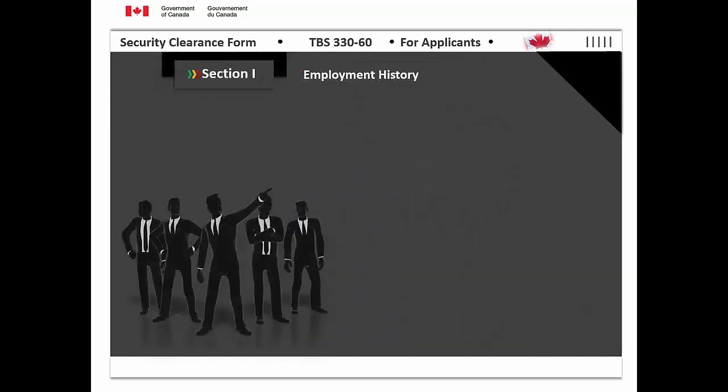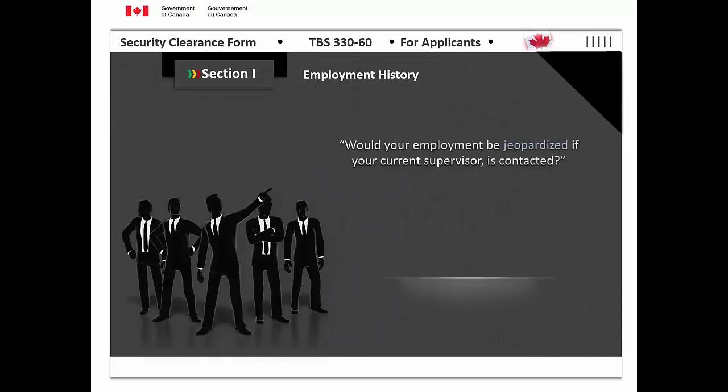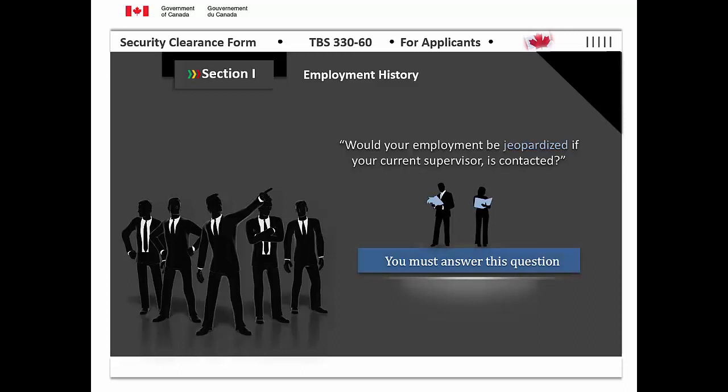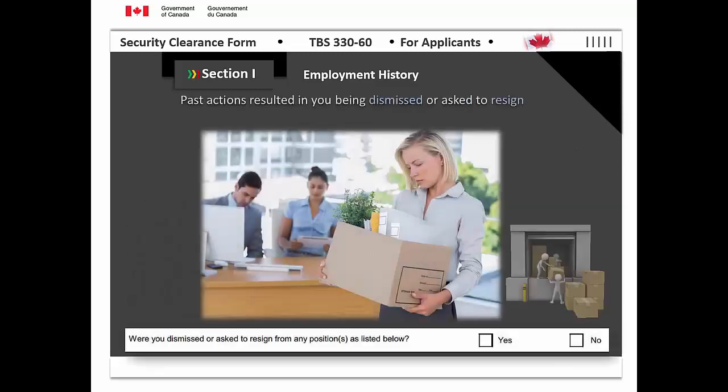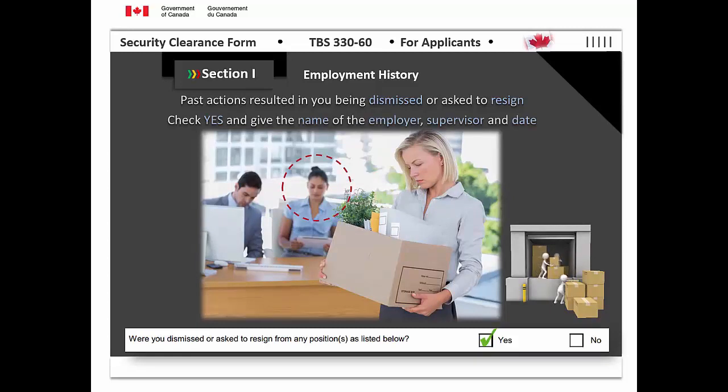Section I is your employment history. The question, would your employment be jeopardized if your current supervisor below is contacted, is often left unanswered. You must answer this question. Also, if your past actions resulted in you being dismissed or asked to resign from any position listed in your employment history, you must check yes and give the name of the employer, supervisor, and date. You must also clarify the reason for the dismissal.